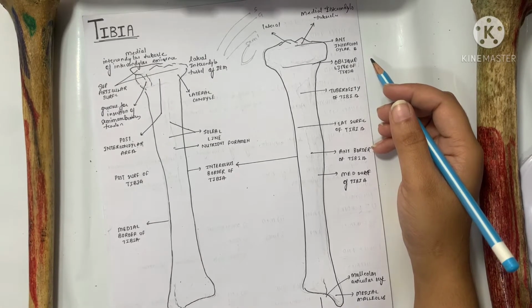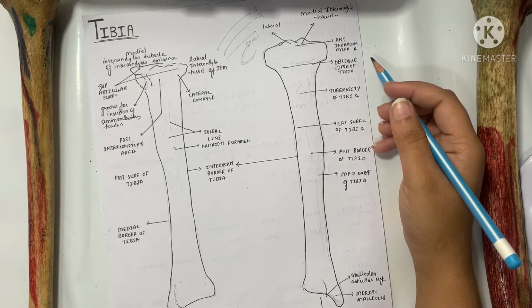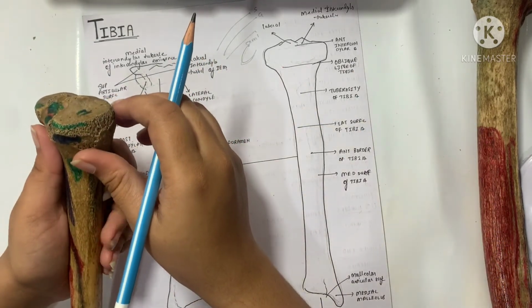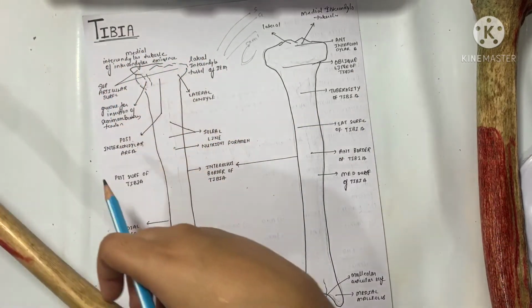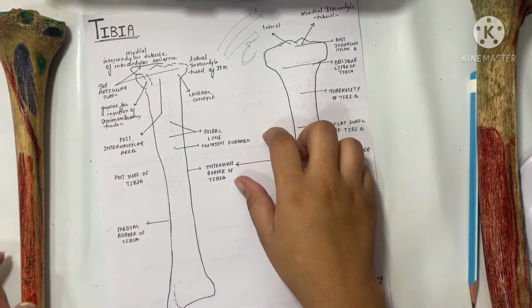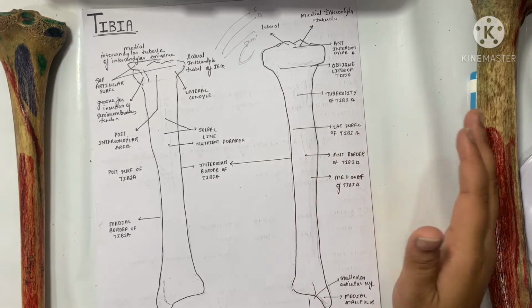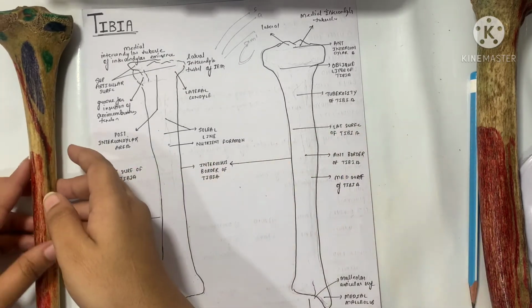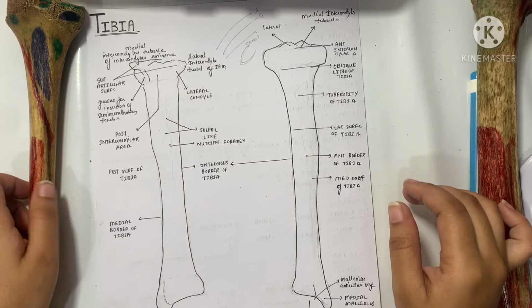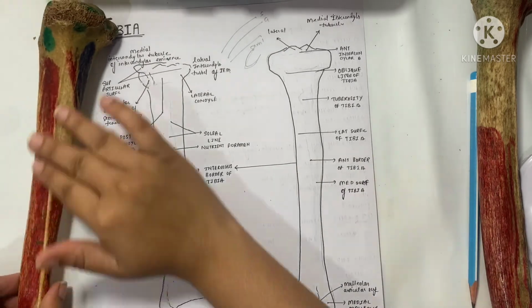Then coming to the medial border, it begins below the medial condyle. See, the medial border begins below the medial condyle above and ends at the medial malleolus below. Then the medial surface is present between the anterior and medial border. Anterior and medial border के बीच में होता है medial surface. Lateral surface होता है anterior और anterocious border के बीच में.